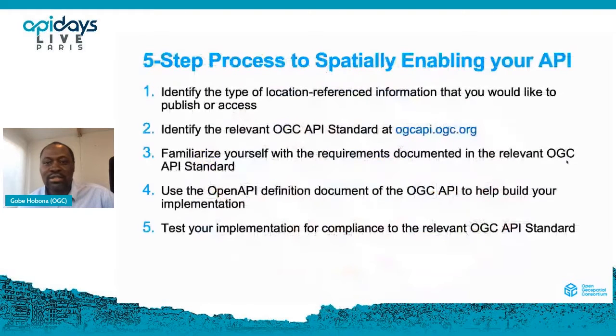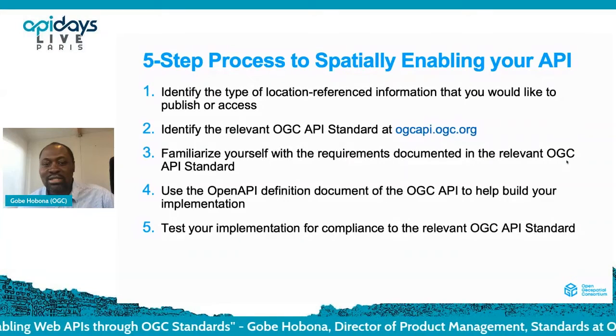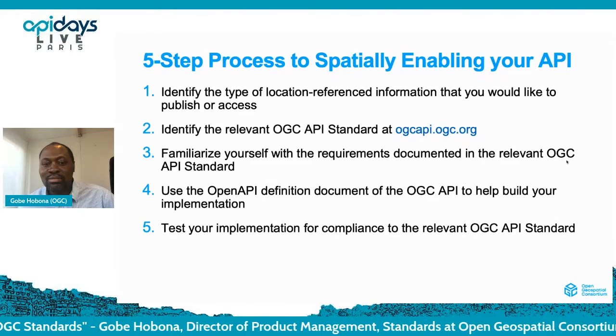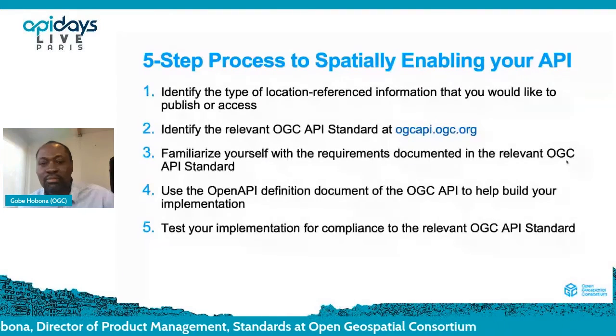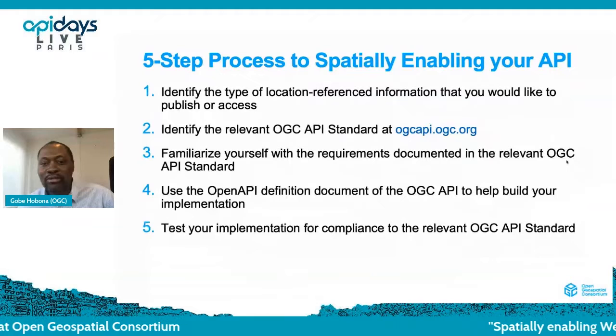So the OGC has developed a 5-step process to spatially enable any web API. First, you identify the type of location-referenced information that you would like to publish or access. You then identify the relevant OGC API standard at the ogcapi.ogc.org website. You then familiarize yourself with the requirements documented in the relevant OGC API standard. You then use the Open API definition document and schemas from the OGC API standard that you've identified to help build your implementation. Finally, you test your implementation for compliance to the relevant OGC API standard.